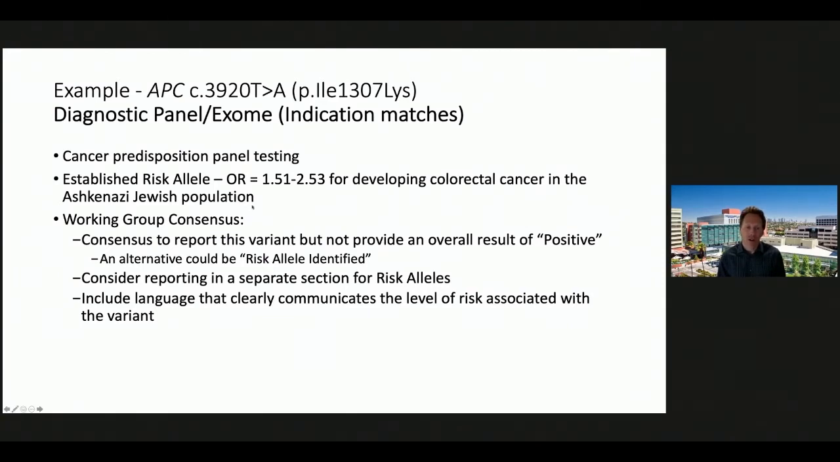reporting the risk alleles in a separate section, which helps you to communicate the actual level of risk associated with them. Again, the most important thing is that the audience, the medical practitioners, the patients, walk away with an accurate sense of what the risk is. So the things that we can do to convey that better are to put them in a separate section, and to use language that clearly communicates a level of risk associated with the variant. That is very helpful. Next slide.